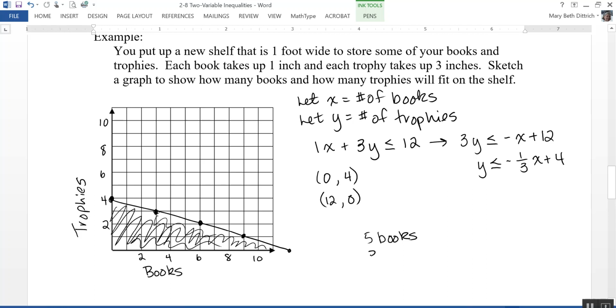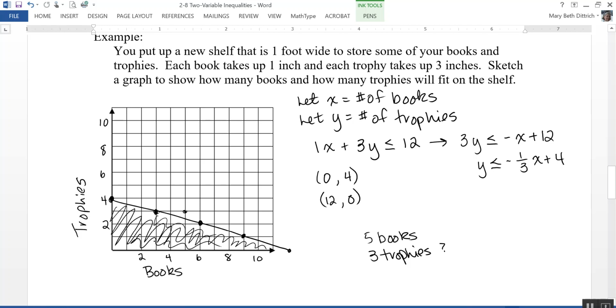Okay, so the question I would have for you is, is it possible to have 5 books and 3 trophies on the shelf? So 5 books would be right here, 3 trophies, that would correspond to this point right here, and that is not included in the inequality, so no, that's not possible. Any point down in here is going to work.